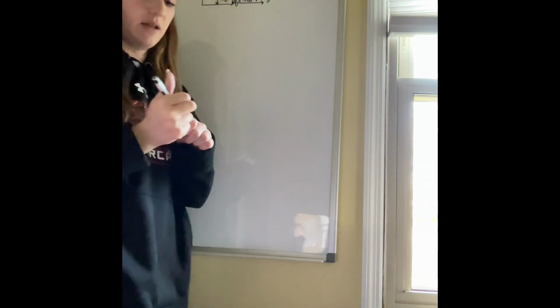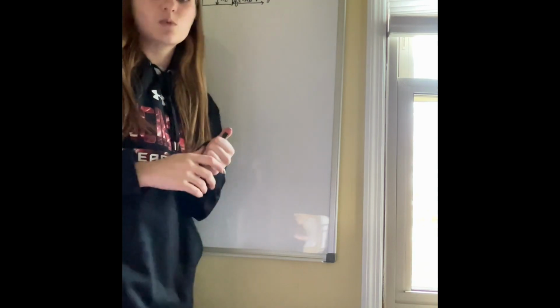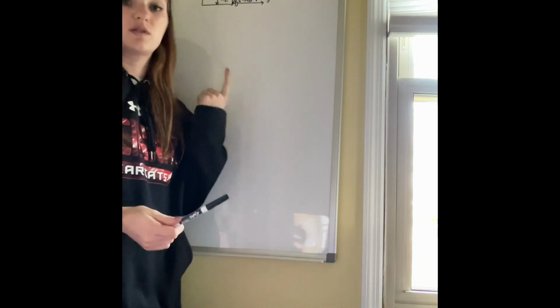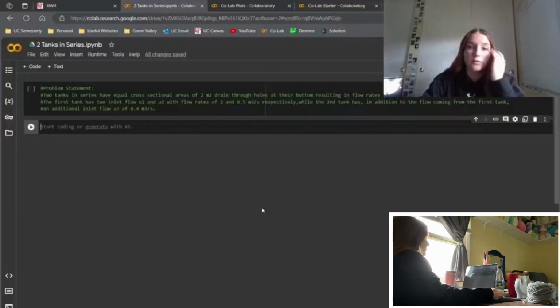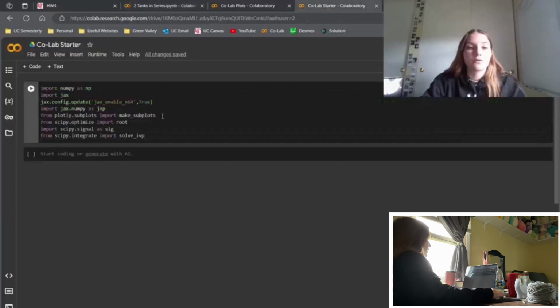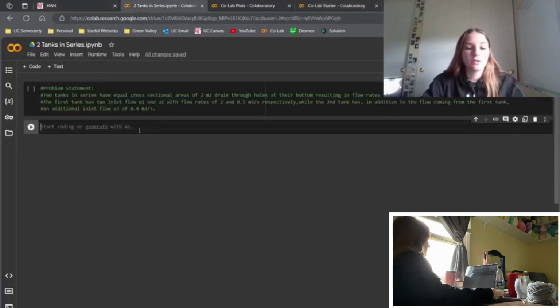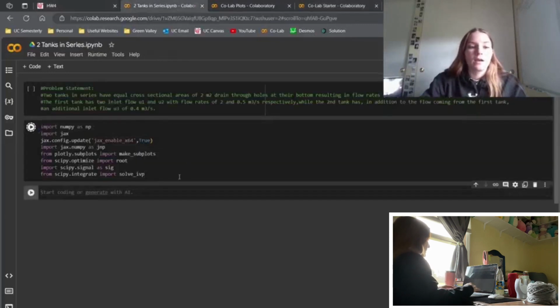So first we are going to calculate the initial steady state heights of each of our tanks. Since we've done a problem of this type in the past, we are going to start by solving our differential equations in Colab. So first I am going to pull all of our systems that we're going to be using into our code. And next we are going to define the right-hand side of our equation.